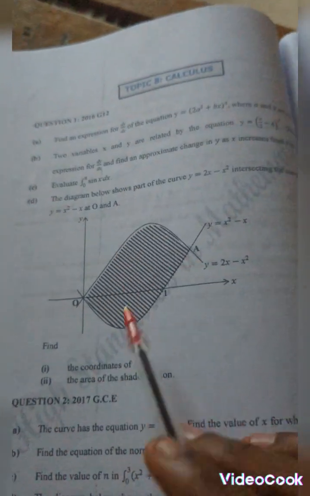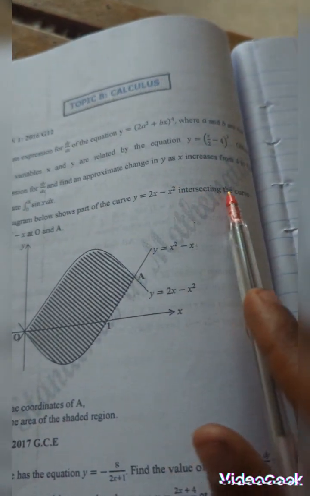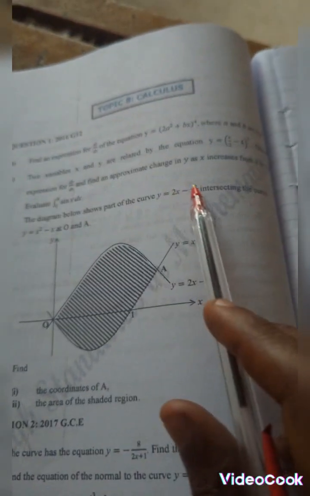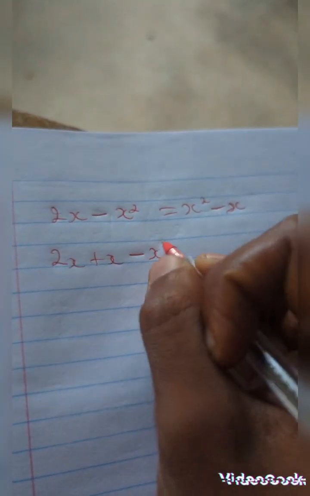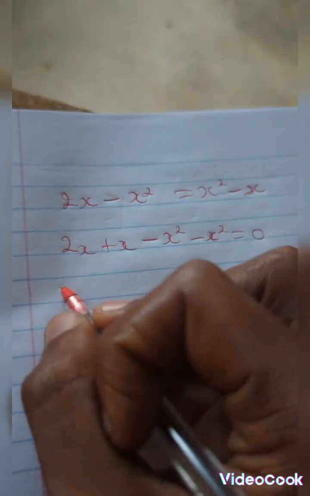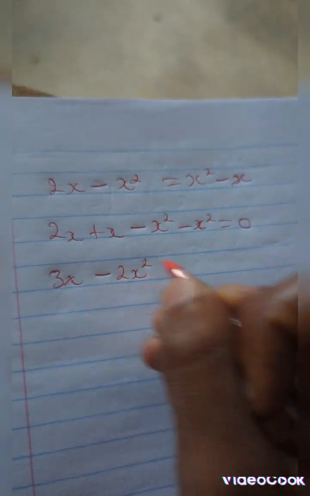Our last question will be this one. The diagram below shows part of this line intersecting the curve at this point. Find the coordinates of A. So when they're intersecting, they will be equal. So we need to find the coordinates of A. Like terms together: 2x plus x, then minus x squared minus x squared, equals 0. Then from here, we're going to say 3x minus 2x squared is equal to 0.